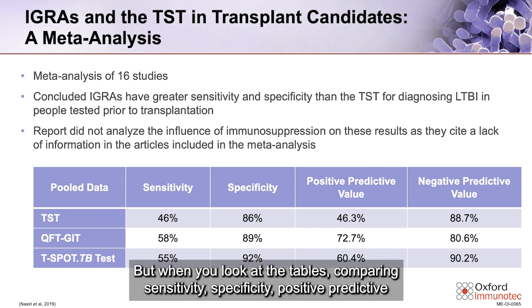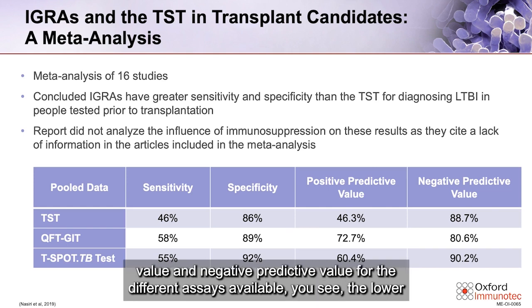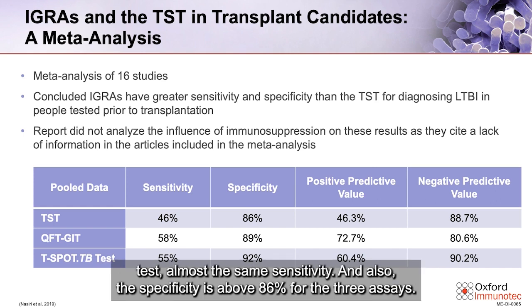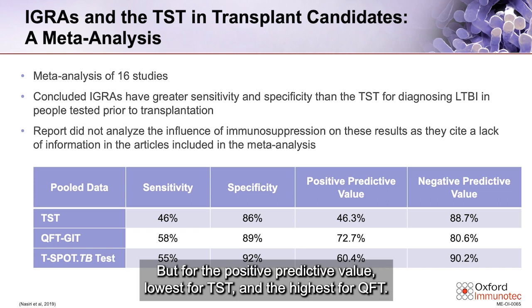But when you look at the tables comparing sensitivity, specificity, positive predictive value, and negative predictive value for the different assays available, you see the lowest sensitivity was for the TST, 46%. And when you compare QFT and T-SPOT.TB test, almost the same sensitivity, and also the specificity is above 86% for the three assays. But for the positive predictive value, lowest for TST, and the highest for QFTs.